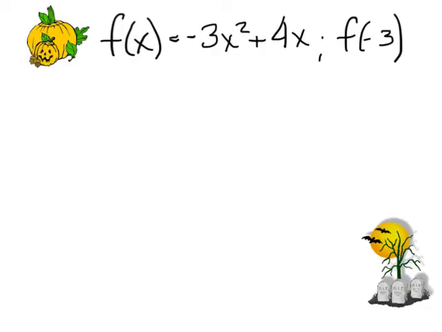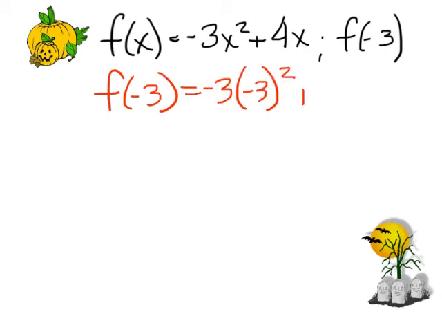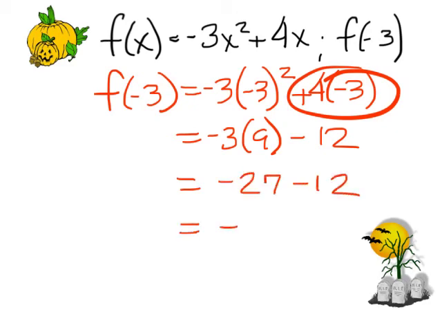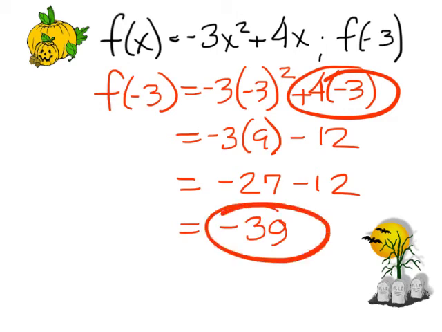Practice problem number 6. f of negative 3 is negative 3 times negative 3 squared plus 4 times negative 3. Negative 3 squared is 9. And of course this will give us a minus 12. Negative 3 times 9 is negative 27. Take away 12 to get a negative 39.